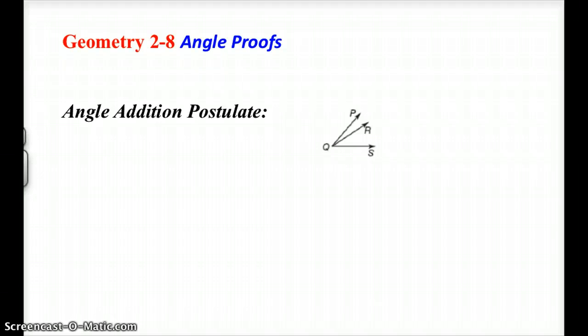Today we're going to continue in our proofs and we're going to talk about angle proofs. Before we start our angle proofs, let's talk about the angle addition postulate. The angle addition postulate states that you add the two pieces of the angle together to get the whole entire angle.